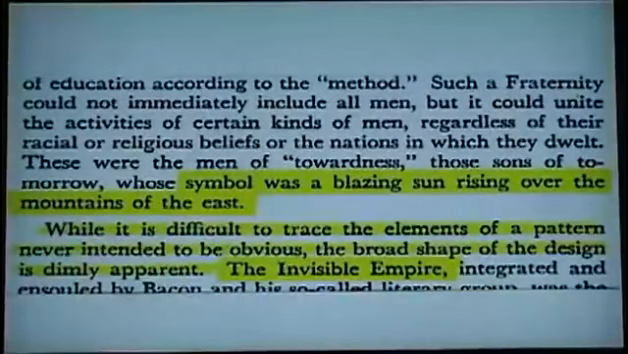That's a very important point. These were the men of towardness, those sons of tomorrow, whose symbol was the blazing sun rising over the mountains of the east. He goes on to say, while it is difficult to trace the elements of a pattern never intended to be obvious, the broad shape of the design is dimly apparent: an invisible empire in the Empire State, New York. So this invisible empire is using the symbol of the blazing sun rising over the mountains of the east.